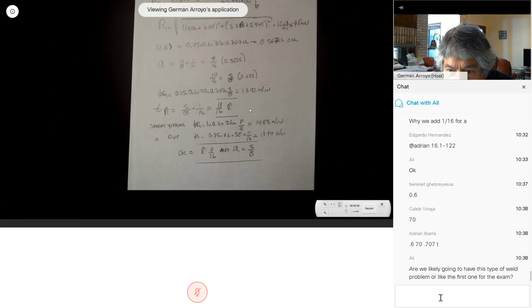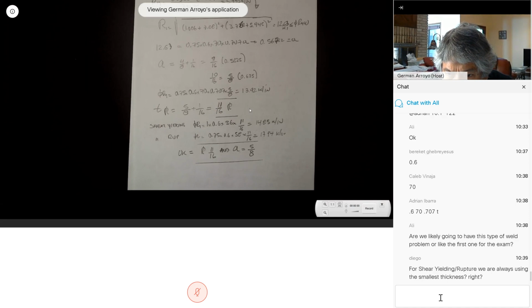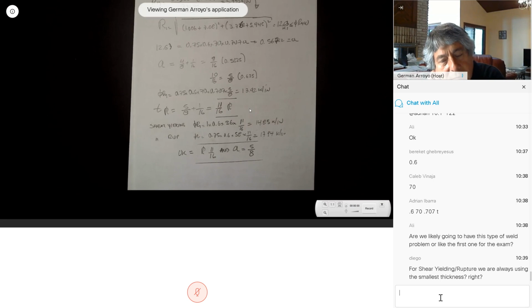Are we going to have this type of weld problem, like the first one of the exam? I don't know. I will give you more information.